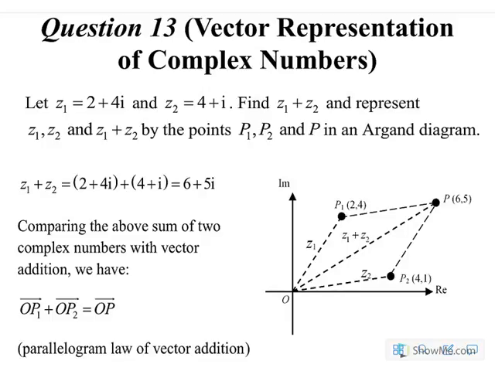Question 13. For vector representation, you can use the parallelogram law of addition. It tells you this is A, this is B, then this will just be A plus B, where A plus B is the diagonal of the parallelogram formed by A and B. You can do that. Here you can see Z1 and Z2, which can also be represented in this form. In an exam question, I may ask you to indicate Z1 plus Z2 in the diagram.